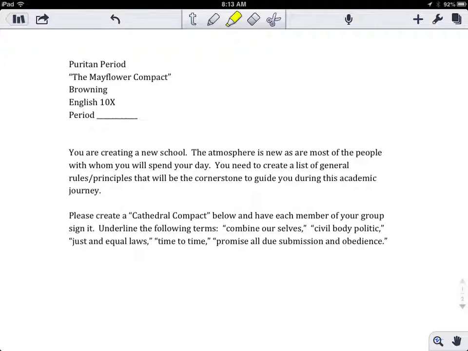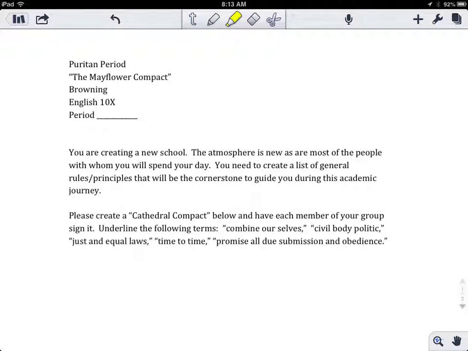I'm going to ask your sub if he or she would please distribute to you your assignment. The assignment is for the Mayflower Compact, and what I'm proposing is that you are essentially going to create what we will call a Cathedral Compact.